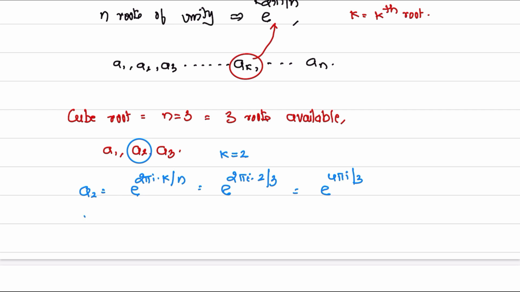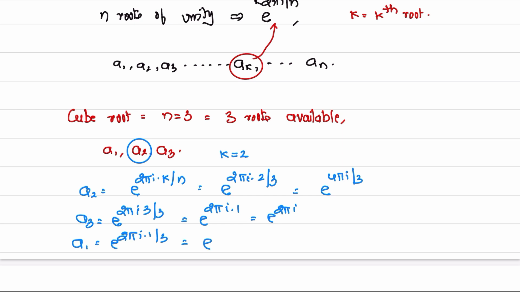Then A3 means e to the power of 2 pi I into 3 by 3, that means e to the power of 2 pi I into 3 by 3 is 1, that is equal to e to the power of 2 pi I. And what will be the value of A1? e to the power of 2 pi I into 1 by 3, that is equal to e to the power of 2 pi I by 3, that is e to the power of 2 pi by 3 into I.